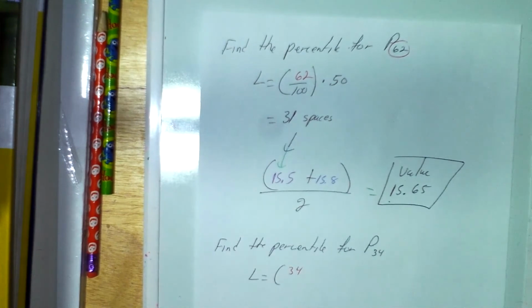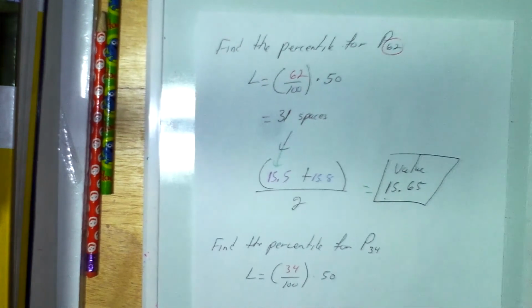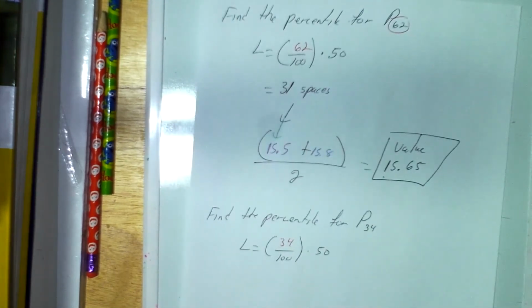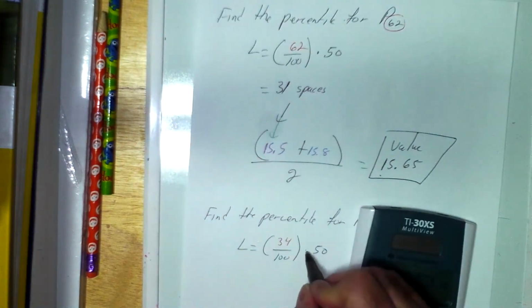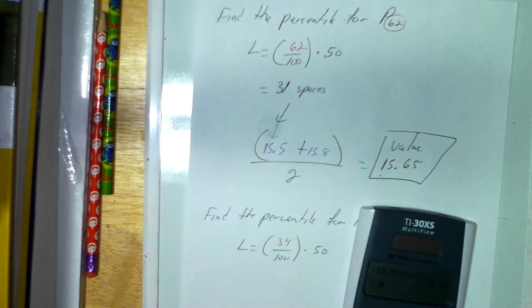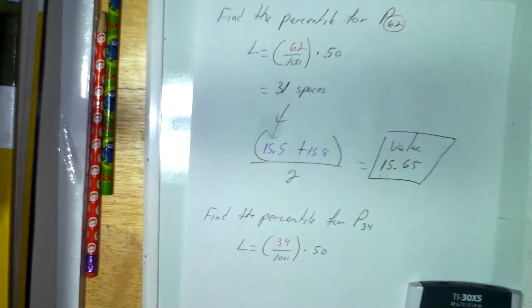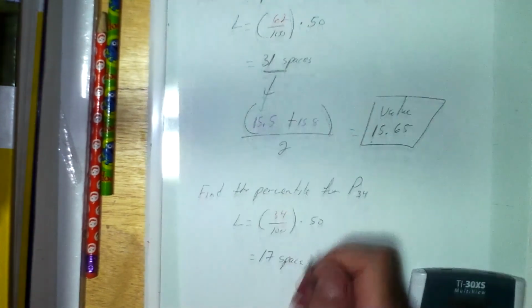Over 100 times 50. Put in our calculator. Times 17. We get 17. 17 is a whole number, right? So I'm going to count 17 spaces, and I got to find the average.